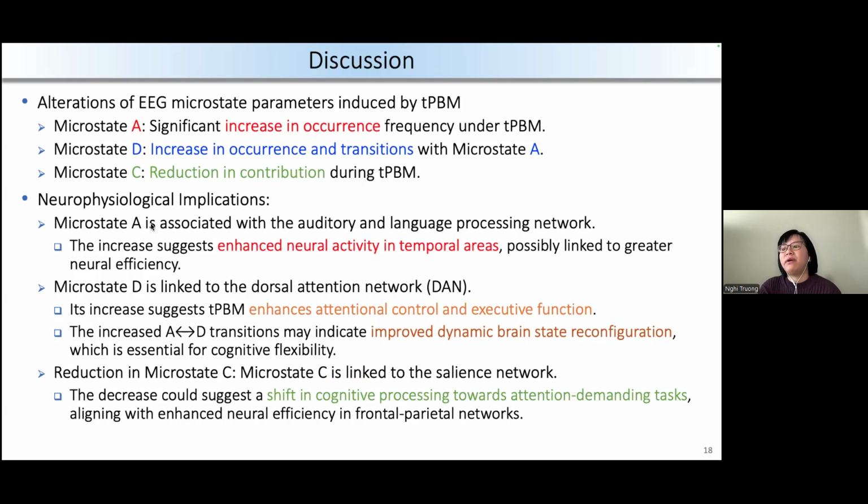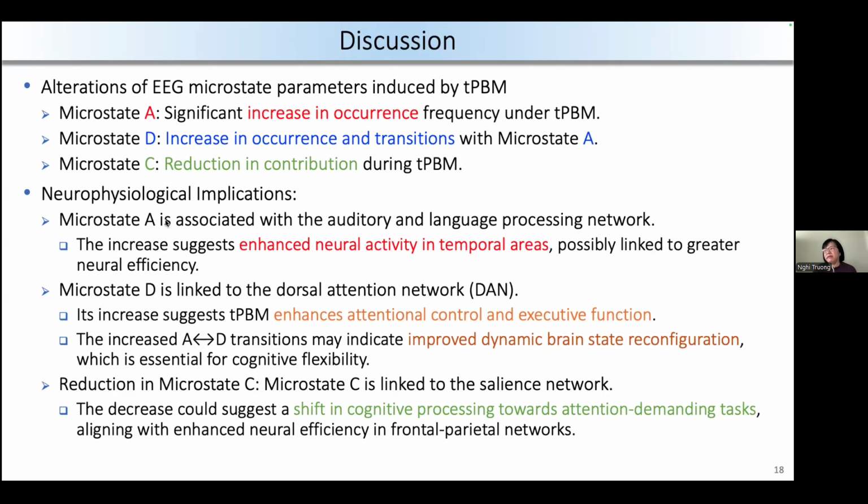And finally, the reduction in contribution of microstate D may indicate a shift in cognitive processing toward attention-demanding tasks, which aligns with enhanced neural efficiency in the frontal-parietal network.